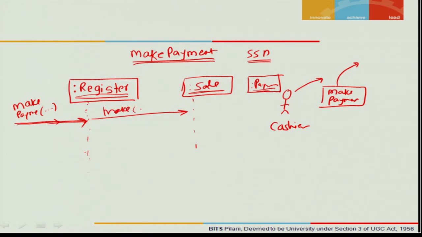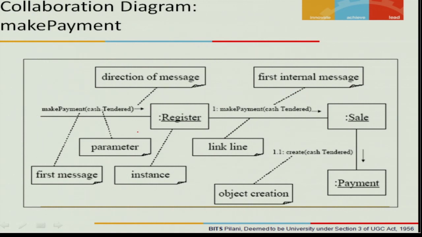In the same way, this make payment will be cascaded to the sale object, which in turn will create the payment object. We know that this payment should not be shown here, it should be shown here. We know in the syntax elements of a sequence diagram, create should be shown over here. So in this way you can draw the sequence diagram for make payment. Let's see. Have a look at this.